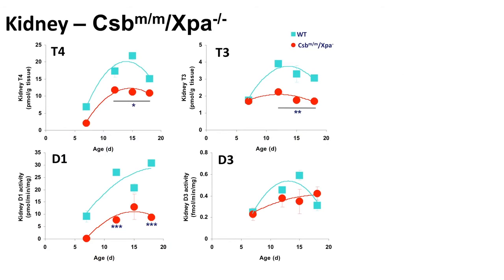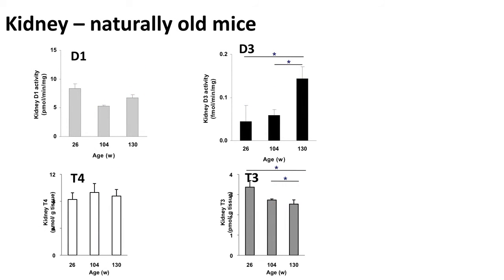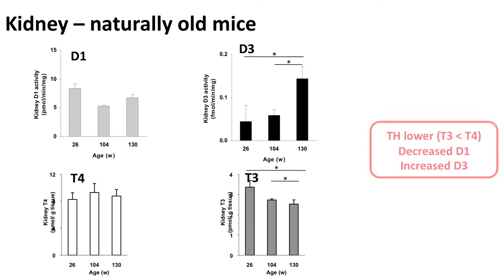In kidneys, basically a similar profile is seen, so a lowering of T4 and T3, accompanied by a lower D1 activity, but here the D3 activity didn't really change compared to the wild types. And in normal wild-type aging mice, there was a slight decrease in T3 levels, which was accompanied by an increase in D3 activity.